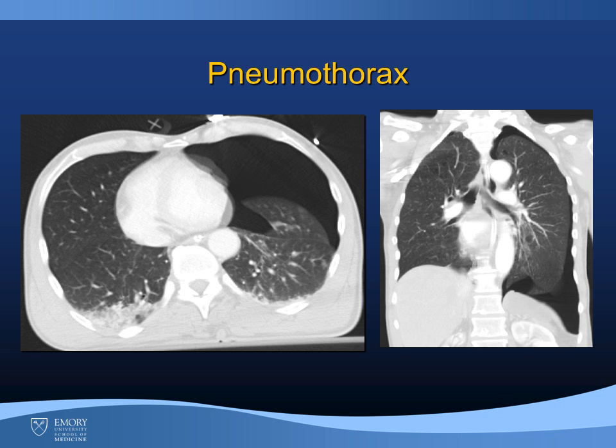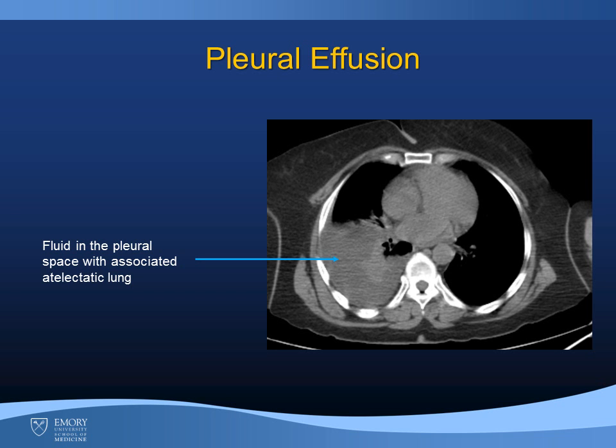Also, from earlier, typical appearance of a large pneumothorax with some tension. We certainly want to know about this before the patient leaves the department. Here is a patient with a large pleural effusion, associated atelectatic lung, could be causing some respiratory compromise.